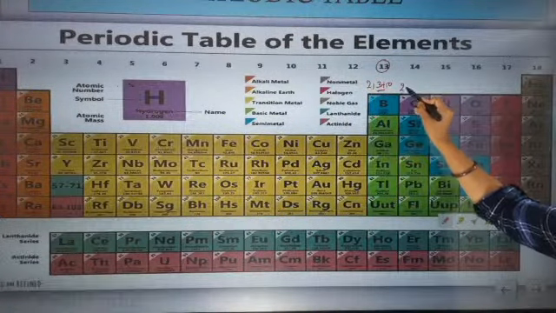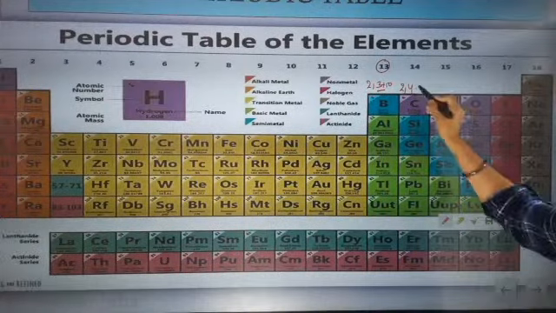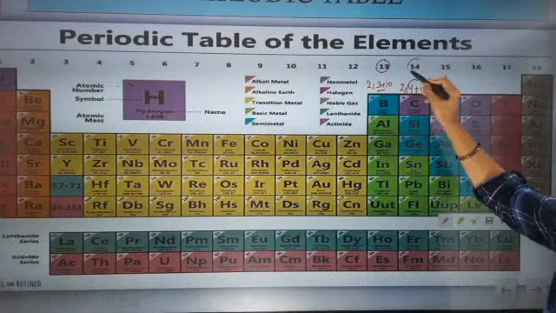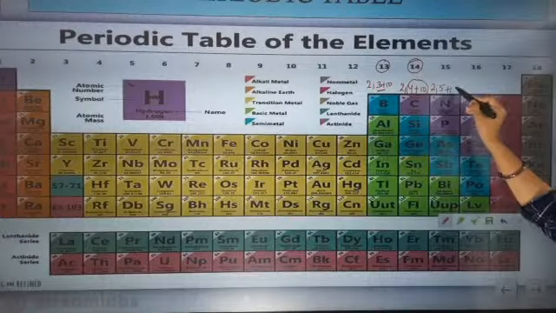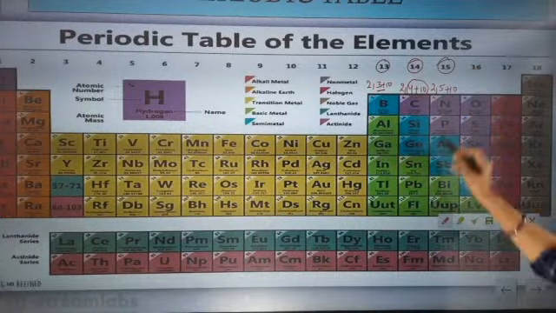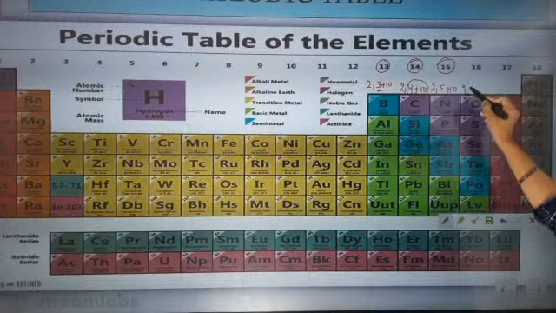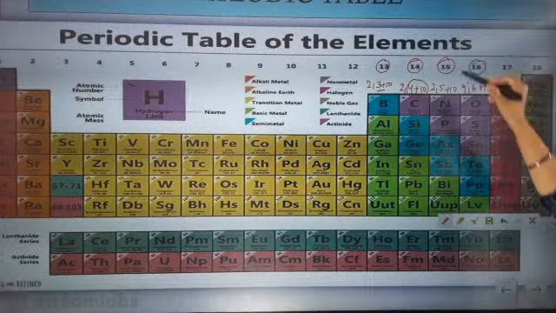Carbon, outermost orbit 4 electrons. So 4 plus 10, 14. Outermost orbit 5 electrons. So 5 plus 10 will become 15. So nitrogen, now here 2, 5. And oxygen 2, 6. 6 plus 10, so group number 16.